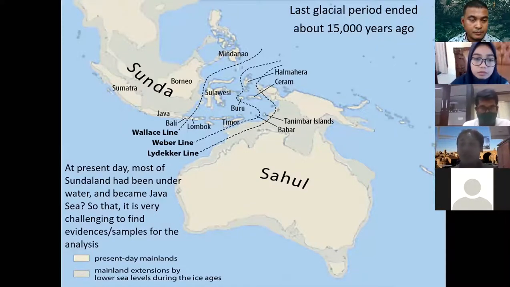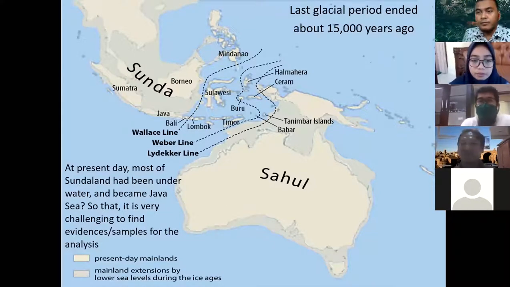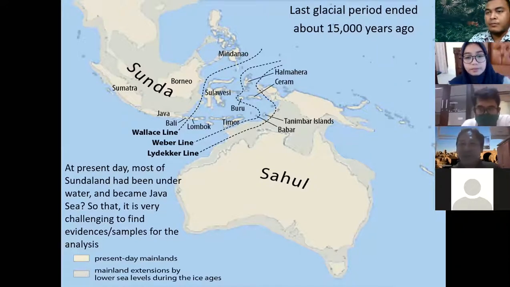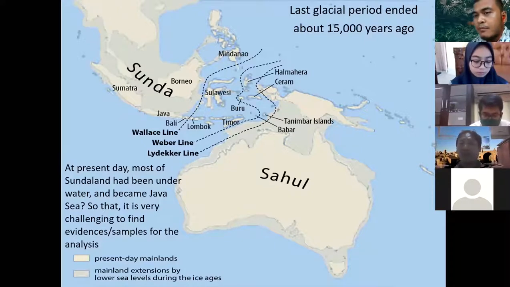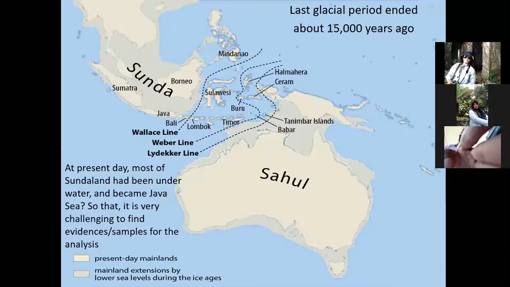And we suppose, I discussed with my colleagues, that perhaps in this area, which is now underwater, there are many plant remains that can answer our research question or hypothesis, what our ancestors, the Austronesian people, have done 100 or 1,000 years ago. So it's very challenging to find the evidence or sample for the analysis, especially in the Sundaland. Because what we believe is that the civilization is in the south, not in the north. Right. The south could be a good place to study archaeobotany.